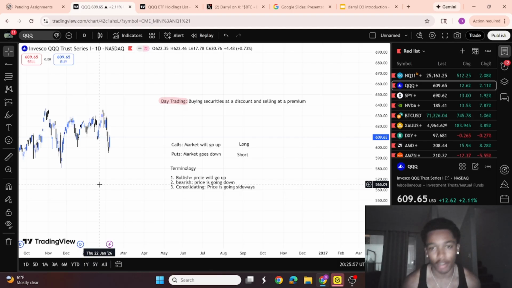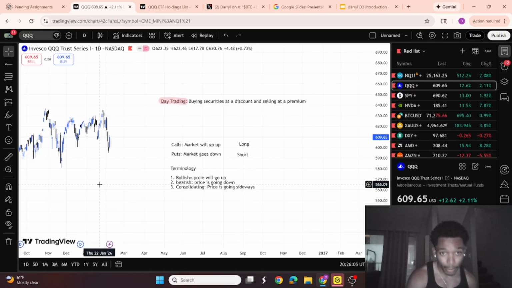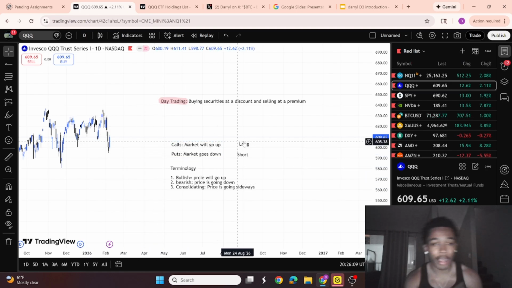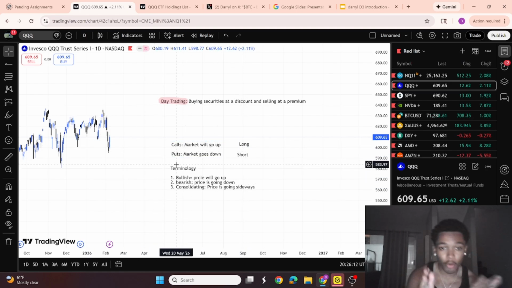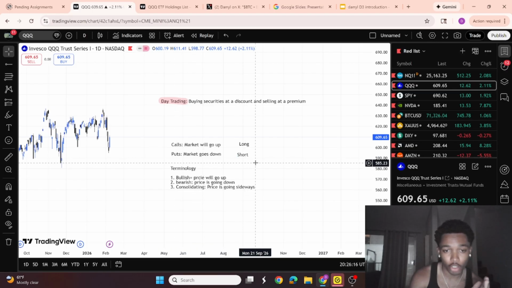Essentially, that's all it is. So we want to buy low and sell high, and we want to buy high and sell low, because we can make money both ways in trading. Okay, we could do calls, which we think the market will go up, aka long, or we could do puts, meaning we think the market's going to go down, aka going short.